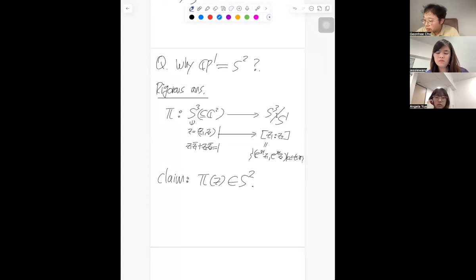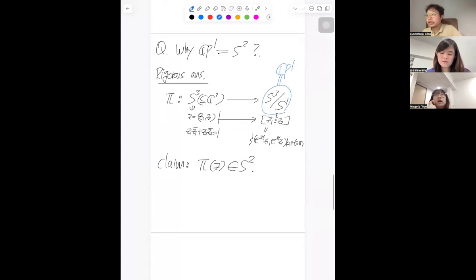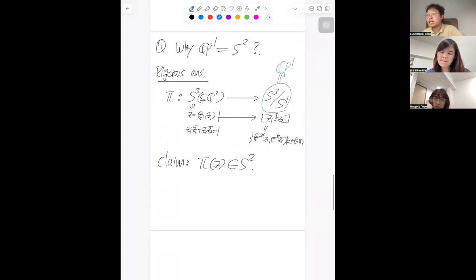Because we know this guy is CP1, this is the definition. And if I go back to Angela's original question, why does CP1 become S2, right? That means I just need to see why each point is in S2, because these are just elements of CP1. So you can really try to write this out. This is the same as phi of pi of z1, z2.